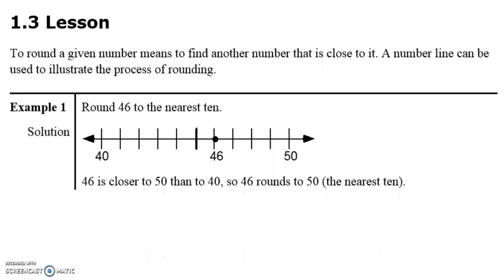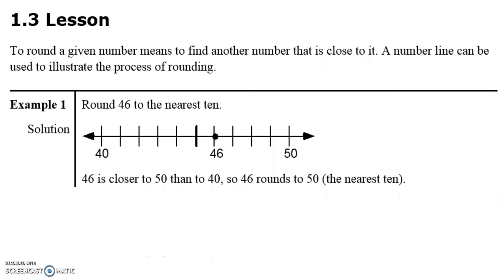So when we round numbers, it means that we're trying to find another number that's close by it. If we want to look at the beginnings of roundings, we can use number lines. So if we see the number 46, and we see where it is relative to the number 40 and the number 50, we can see that it's inching ever so closer to 50. So it's closer to 50 than to 40, so 46 rounds to 50. It's going to round up to the nearest tens place.